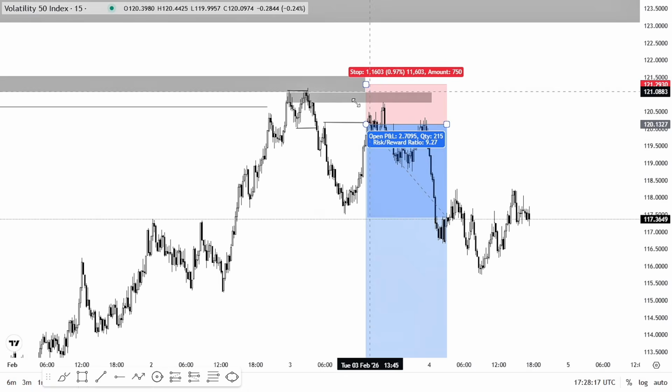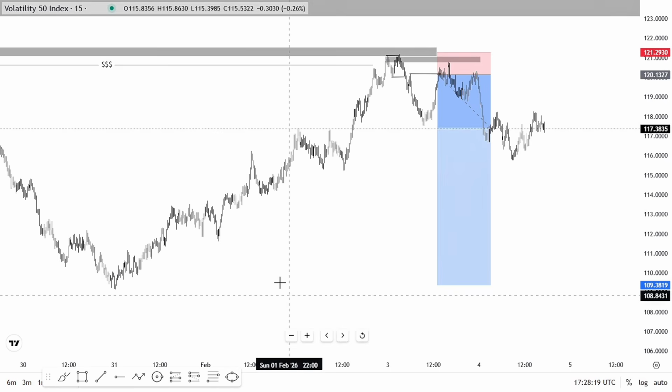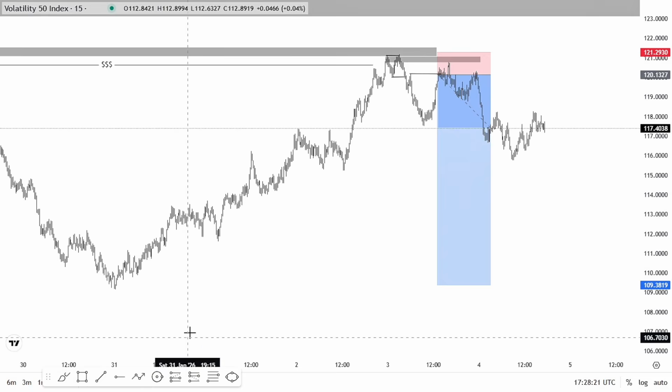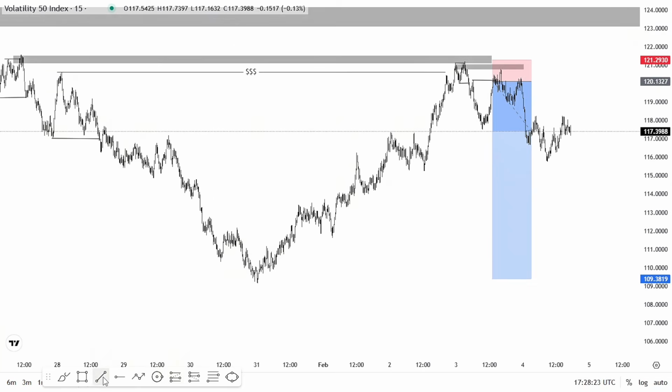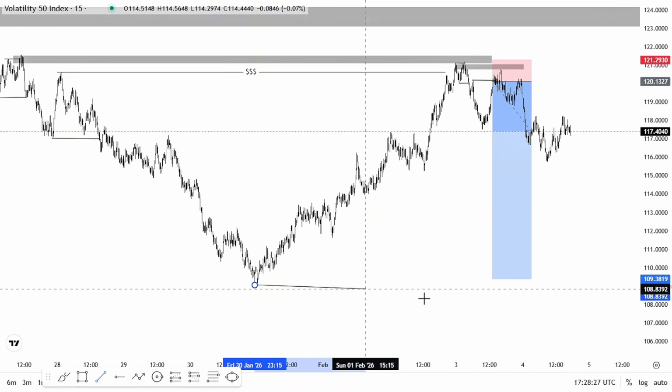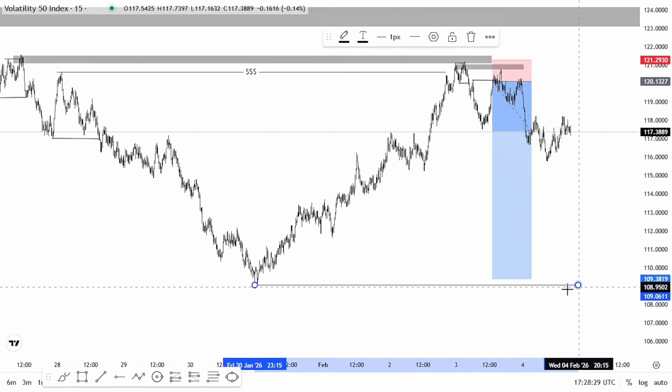Maintaining stop loss above and still aiming for the same lows. So that's as simple as it is. That's how simple it is.